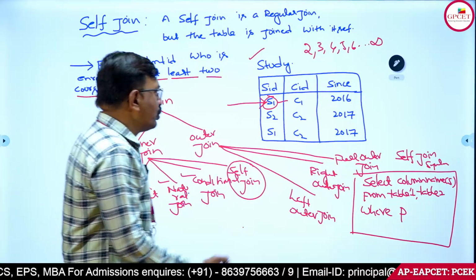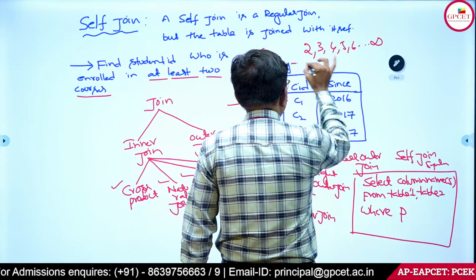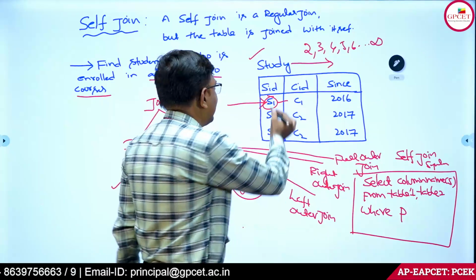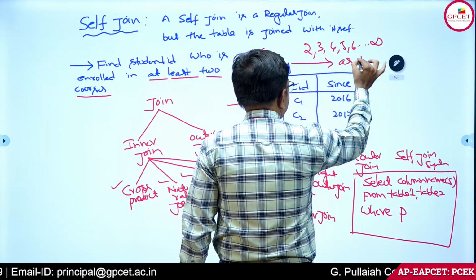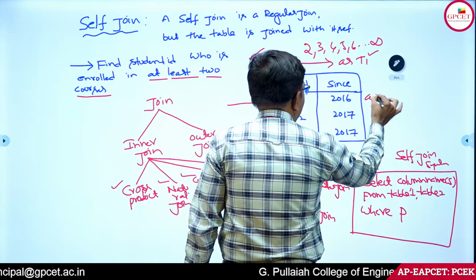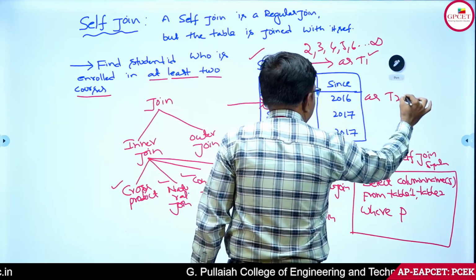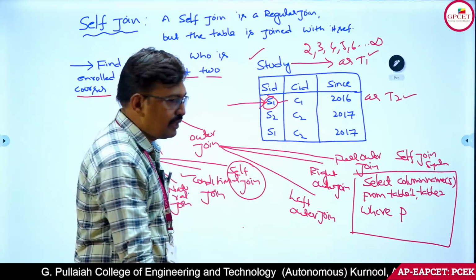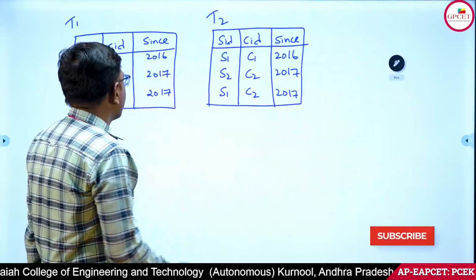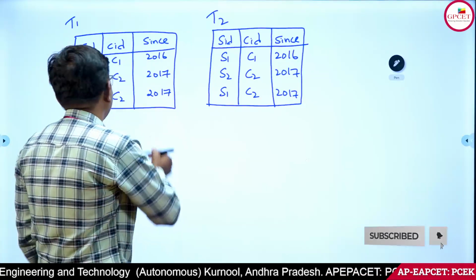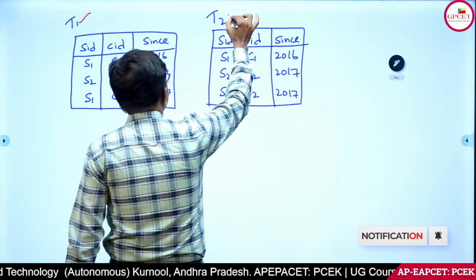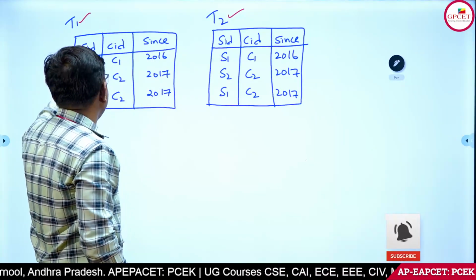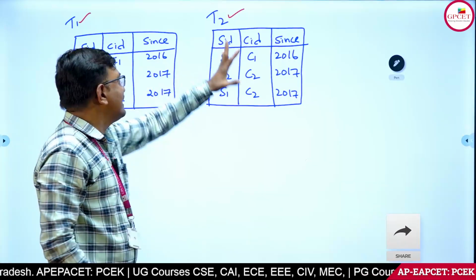Clear? In a self join, the actual table is one table joined within itself. Based on the definition, the table is joined with itself. That is study as T1, table 1, and study as T2, another table. These two tables are combined. These are alias names, table 1 and table 2. What is the join operation? At least one column is common. Observe here, SID is common, CID is common.